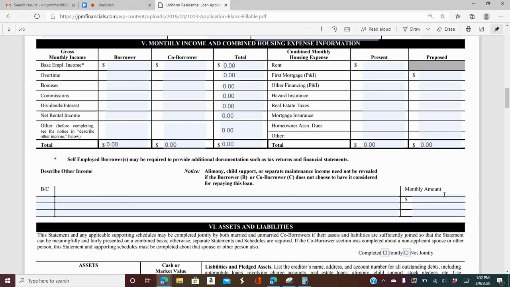Well, this is section 5, the income section of the 1003 Uniform Residential Loan Application.